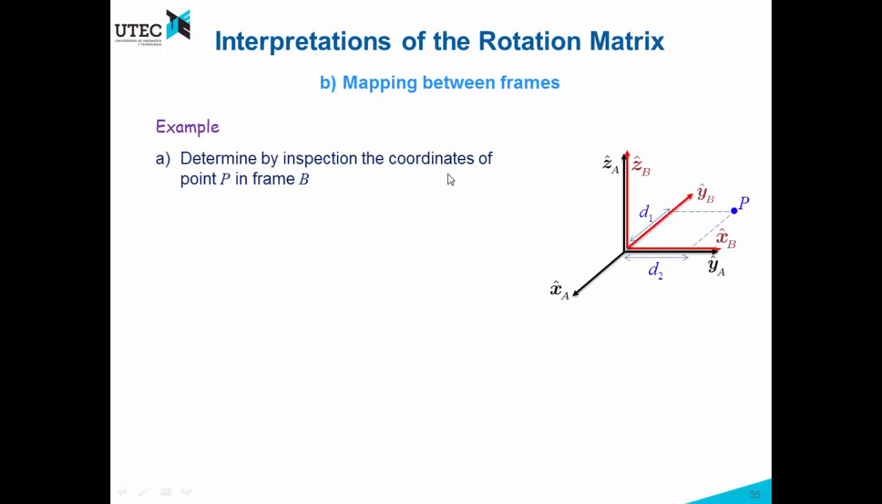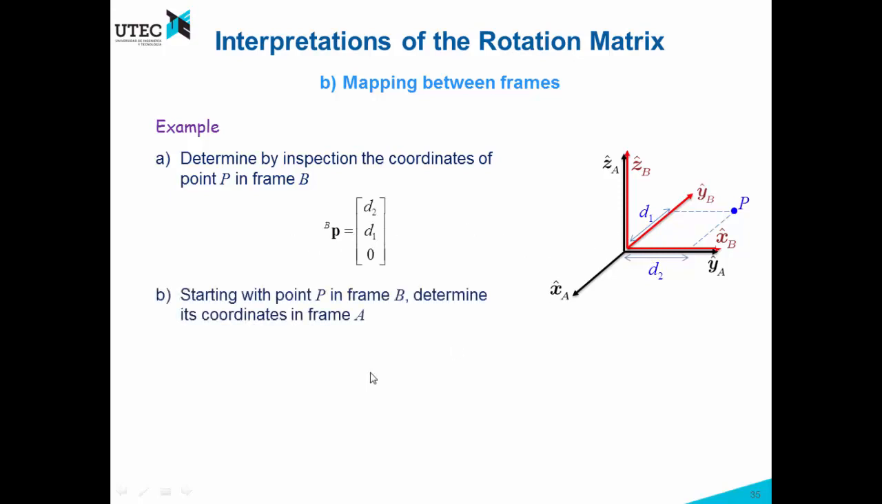As an example, let's take a look at this. Let's determine by inspection the coordinates of point P in frame B. Frame B is the red frame. So by inspection, the coordinates are D2 in XB and D1 in YB. Now we want to find the rotation matrix that relates both systems. So the rotation matrix will be given by this. Now why? Again, if you recall, we have B in A. So we want to represent the axes of B in terms of A. So X sub B is equal to Y sub A. So we have 0, 1, 0. Y sub B is equal to minus XA. So we have minus 1, 0, 0. And ZB is coincident with ZA. So we have 0, 0, 1.